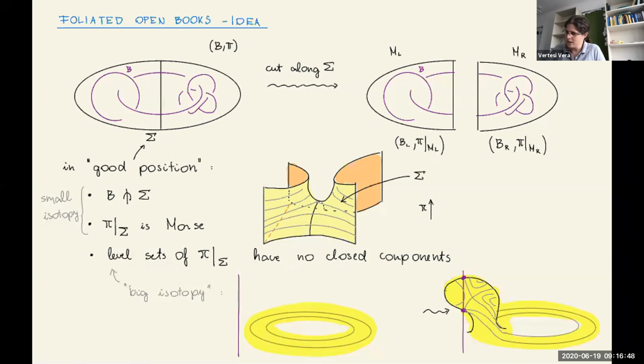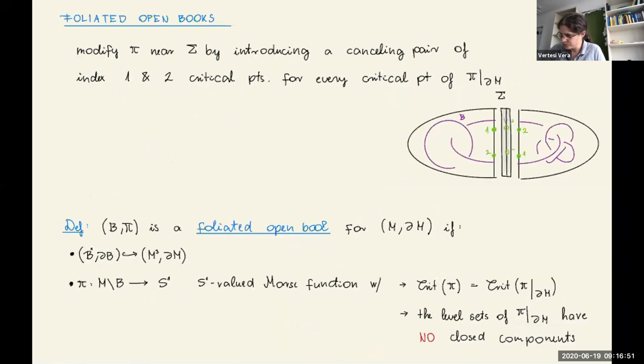Okay, and then what you're getting is not such a nice object. What you're getting is a fibration of the complement of whatever is left from the binding, which has critical points on the boundary. We sort of don't like that. So what we are doing is that instead of only having critical points when you restrict to the boundary, you want to have critical points even for the function, even when you think of it in the whole manifold.